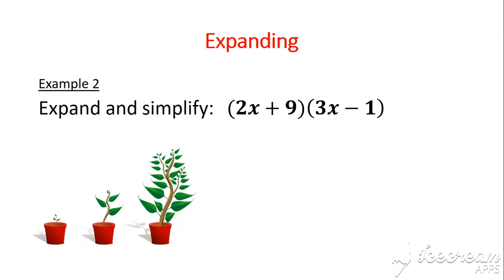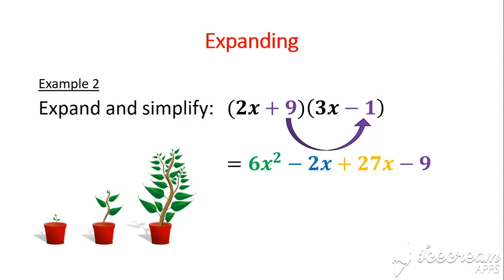Right, let's move on. Example 2, expand and simplify. Bracket 2x plus 9 times bracket 3x minus 1. Okay, let's get going. 2x times 3x makes 6x squared. 2 times 3 is 6, and x times x is x squared. 2x times this negative 1, we're going to write down negative 2x. This plus 9 times 3x, we're going to write down plus 27x. And this plus 9 times minus 1, again a positive times a negative makes a negative, so we're going to write down negative 9.